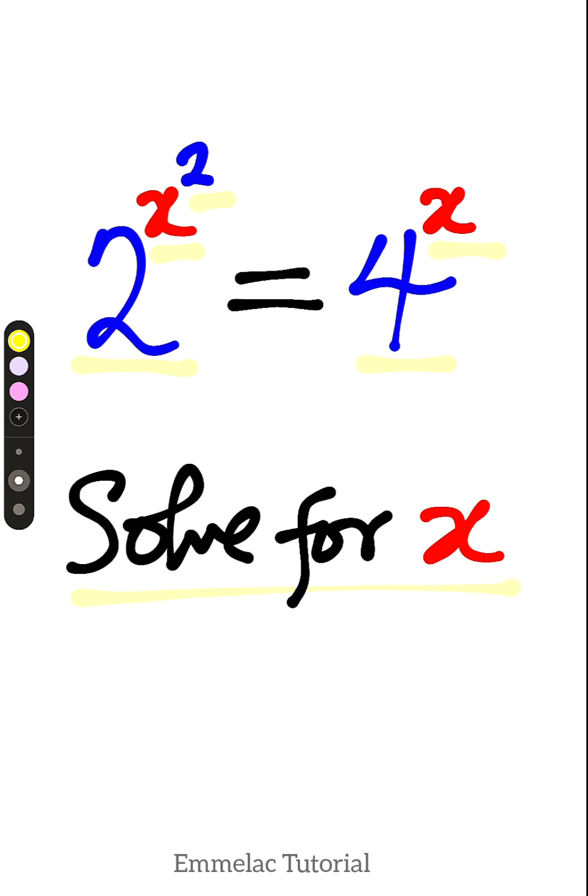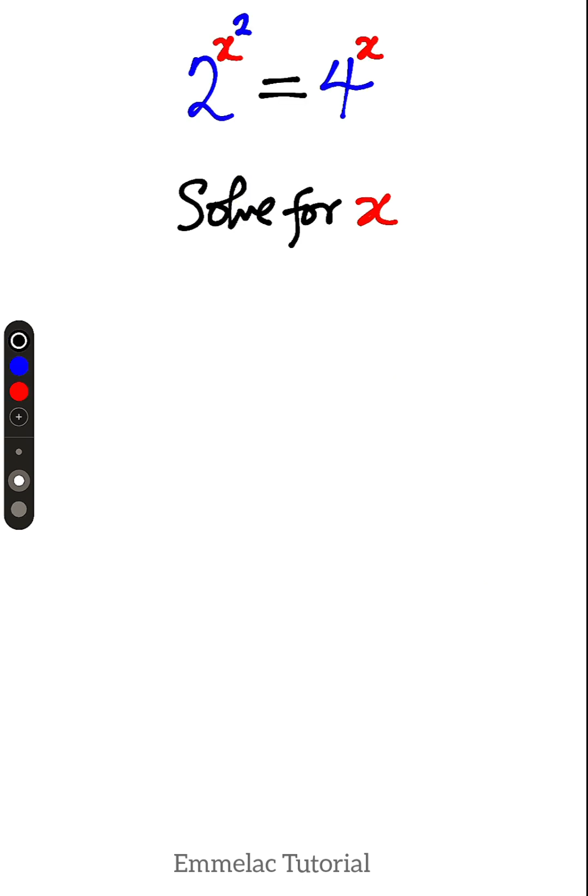That is very easy. So first, let us just look at the bases on both the left and the right hand side. On the left hand side we have 2, and on the right hand side we have 4. So the first thing is to reduce this 4 to a base of 2. So how do you do that?